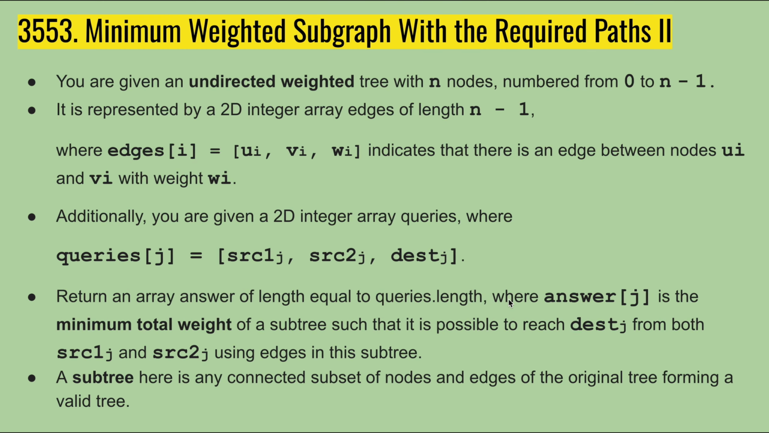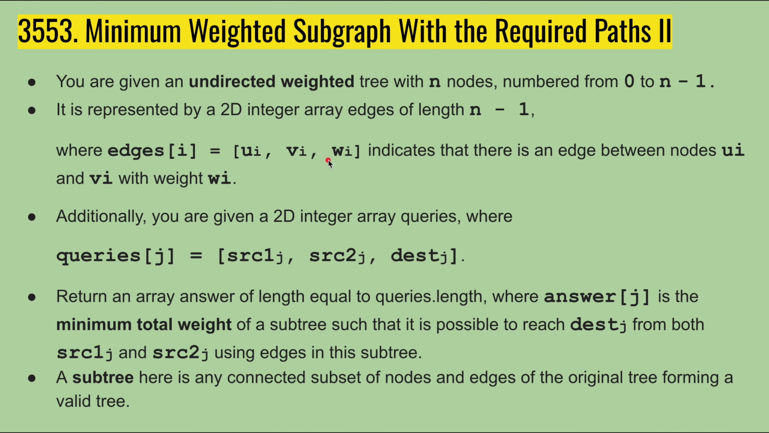So you are given an undirected weighted tree with n nodes, numbered from 0 to n minus 1. What is the meaning of undirected weighted? Undirected means there is no direction, like from node A to node B it is not given. Weighted means that if we are connecting one node to another node, there will be a weight, meaning some value will be given. For example, there is an edge from node U to node V, there is a connection, and for that connection the weight is given like this.